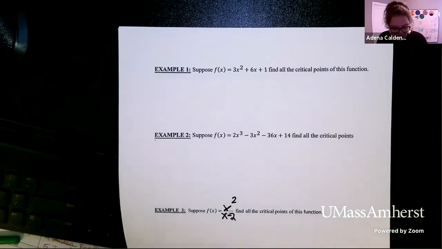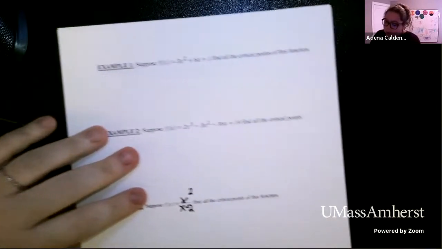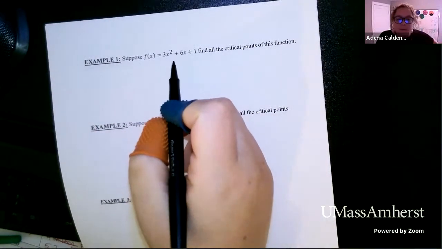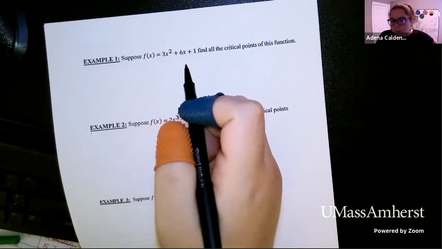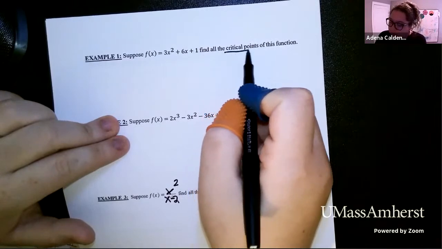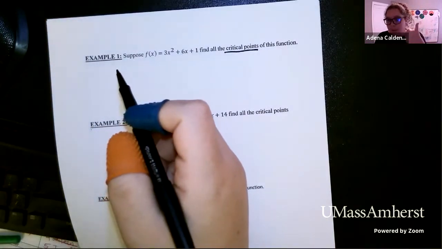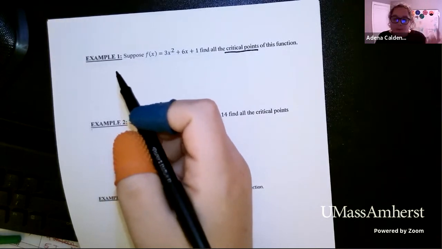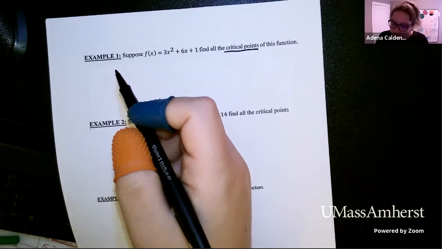Okay, so we'll do one together, and then I'll have you try some. So here we have the function 3x squared plus 6x plus 1. We want to find the critical points of this function. So whenever you see that you're looking for critical points, that tells you we want the first derivative equals 0, or the first derivative is undefined if that is possible in your function.